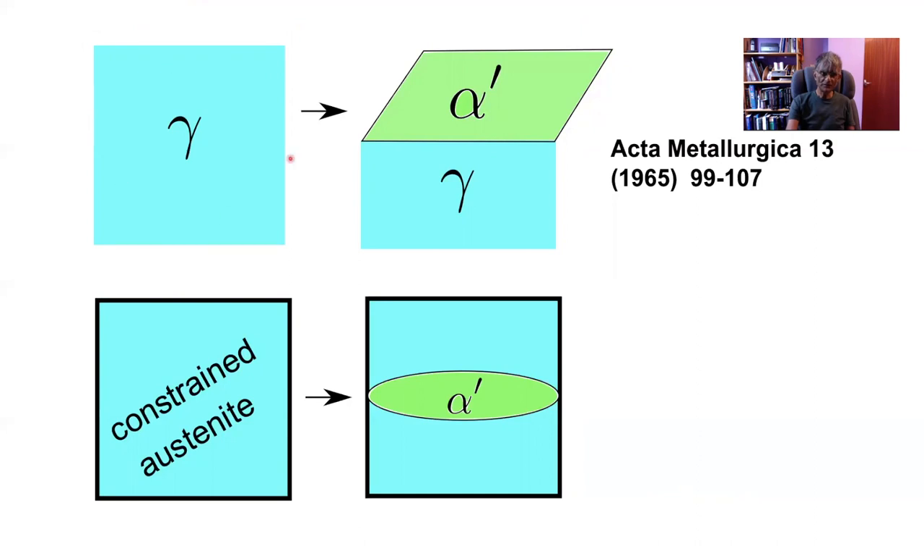However, if this crystal is surrounded by many other crystals, then we call this a constrained transformation. And in this case, it forms as a thin plate, okay? And we will demonstrate later that a thin plate minimizes the strain energy due to the shape change, okay? The thinner the plate, the smaller the strain energy, but the less transformation you get. So there is a compromise in balancing the chemical free energy change against the strain energy of transformation.